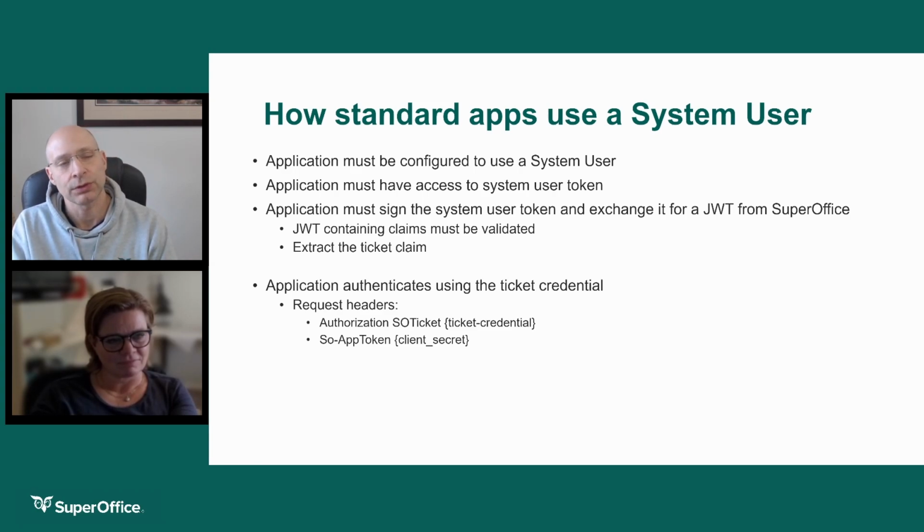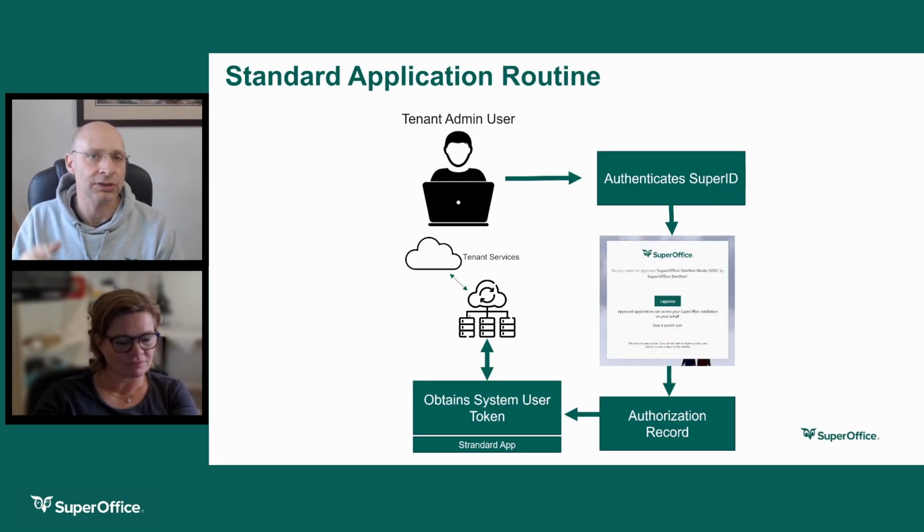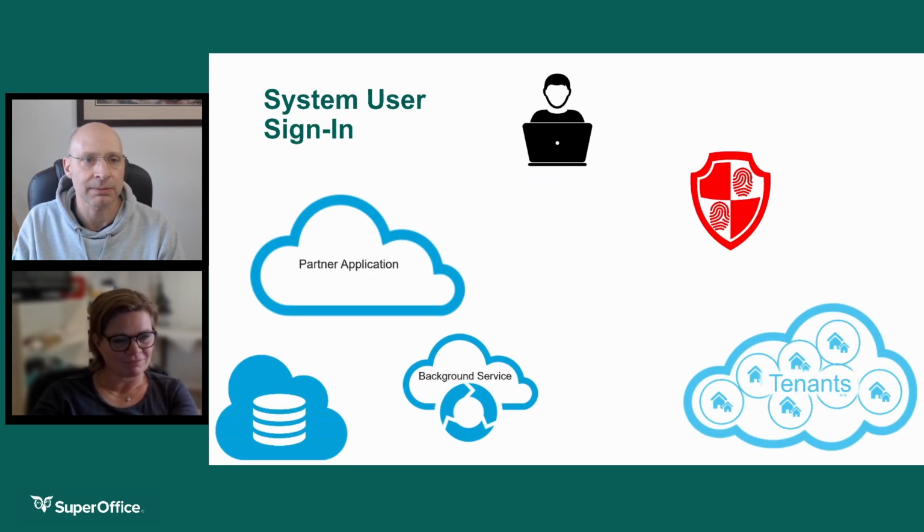And then, of course, when you use the system user ticket for accessing a tenant's web services, you have to make sure to use the SO-at token header as well, which contains the application secret, otherwise known as a client secret. Let's take a look at this actually in a more step-by-step manner.